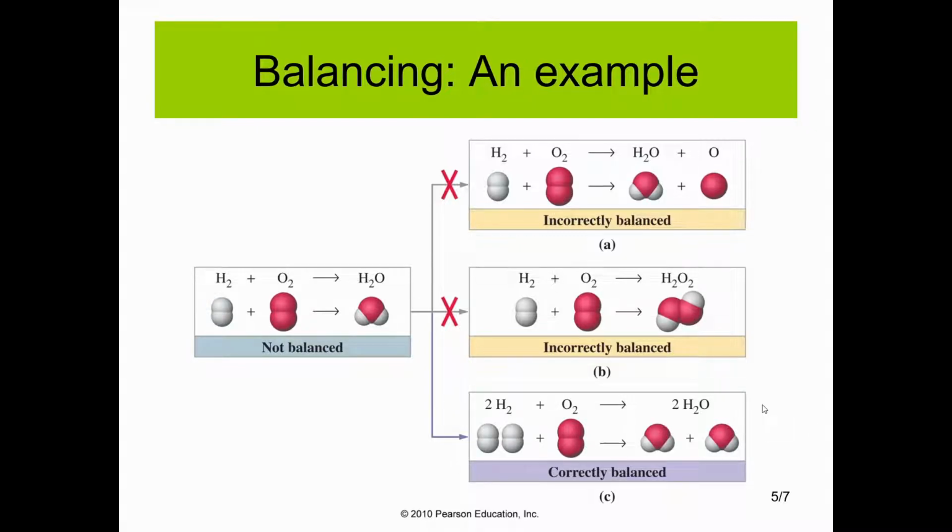Now let's look at an example that uses coefficients. In this example, we take 2 molecules of H2 and 1 molecule of O2 to create 2 molecules of water. In our reactants, we have 4 total atoms of hydrogen, and we have 2 atoms of oxygen. And in the product, we have 4 atoms of hydrogen and 2 atoms of oxygen. In order to facilitate this, we used a 2 coefficient in front of the water and a 2 coefficient in front of the hydrogen with no coefficient in front of the oxygen. This is now an example of a correctly balanced chemical equation.